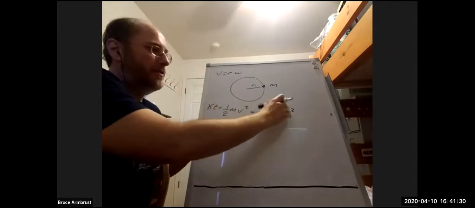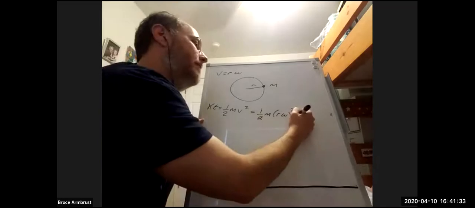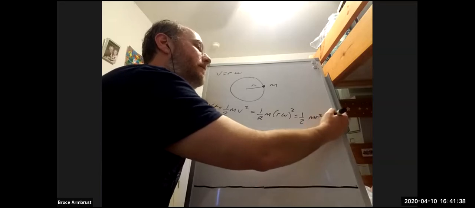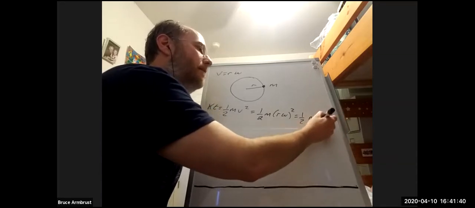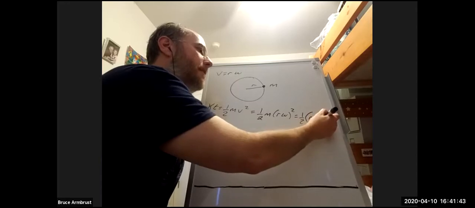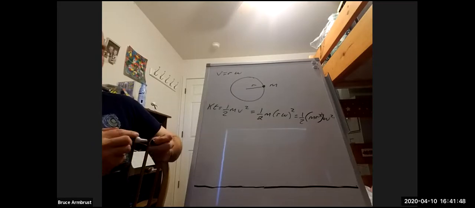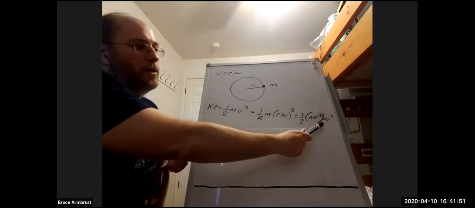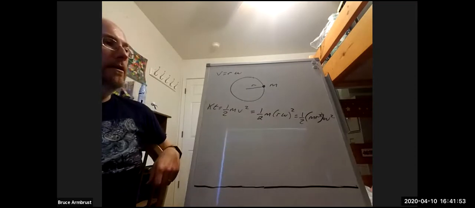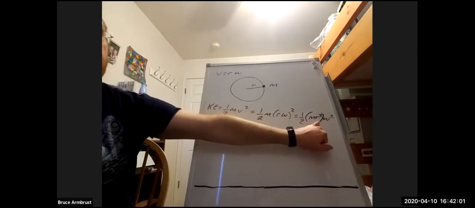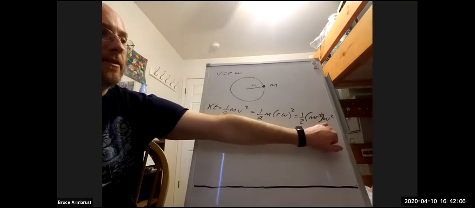which I can distribute the square and manipulate a little bit. I'm going to rewrite it as 1/2 mr squared times omega squared. I'm even going to put some parentheses around the mr squared for a second. Notice that this formula is now based only on angular quantities. The amount of kinetic energy obviously depends on the mass of the object, but it also depends on where it is, how far it is from the axis of rotation, and how fast it's spinning.